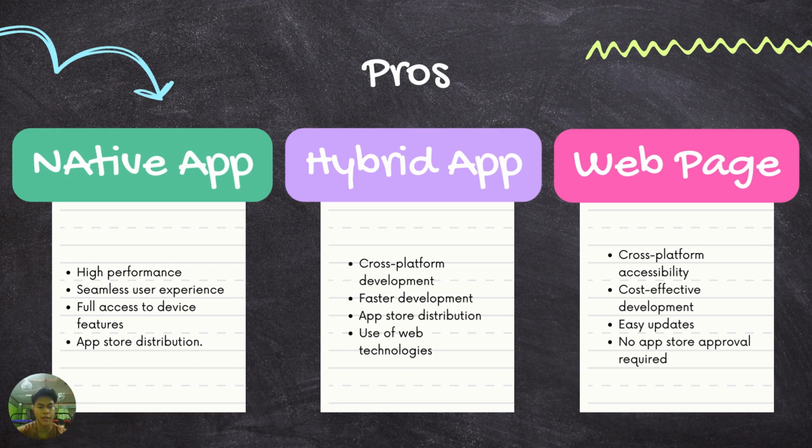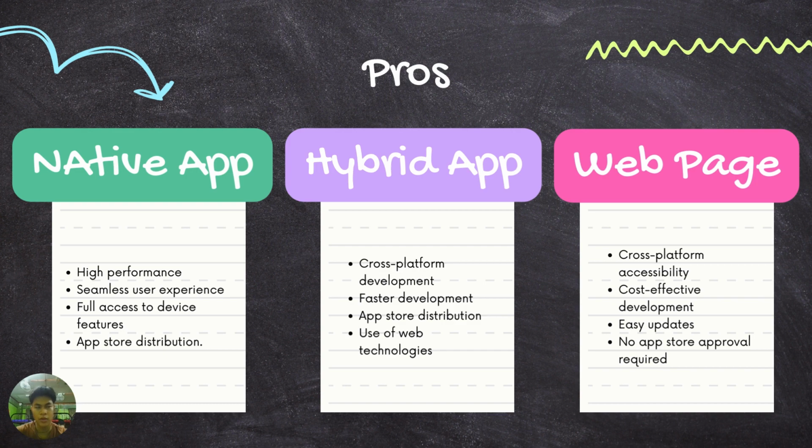And the next one is hybrid application. So it's a cross-platform development. The languages that are used are HTML, CSS, and also JavaScript. It's a faster developed mobile application, and it also uses App Store distribution, and it can make use of web technology because the languages that are used are HTML, CSS, and also JavaScript, the languages that are used to develop a web page.